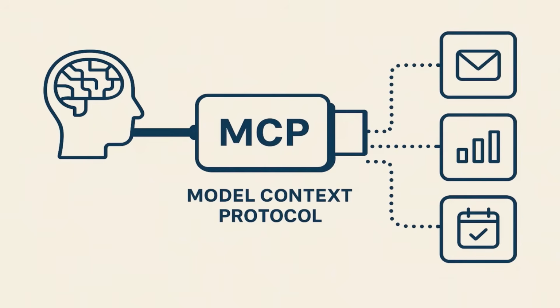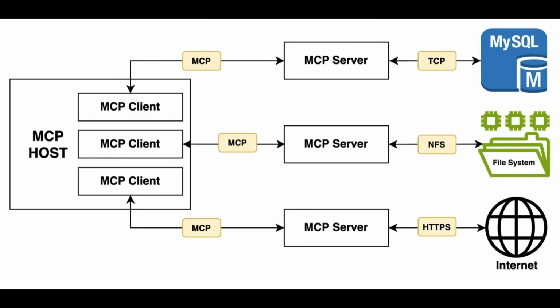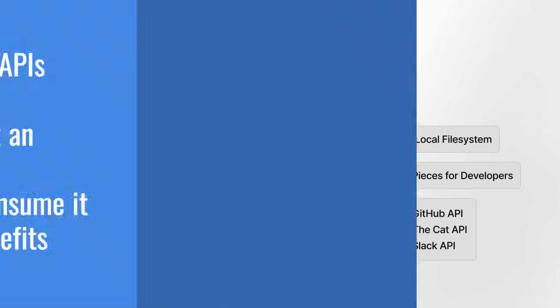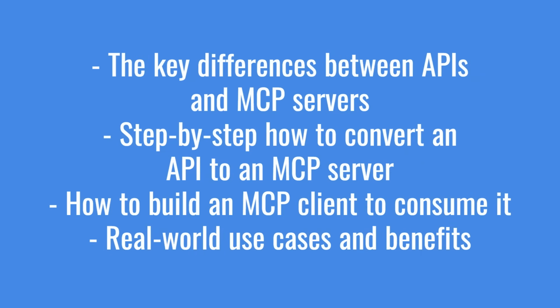In this video, we're going to understand exactly what MCP is, why it's different from regular APIs, and most importantly, we'll walk through a live demo where we take a real API and convert it into an MCP server, then consume it using an MCP client. By the end of this video, you'll understand what MCP is and why it matters, the key differences between APIs and MCP servers, step-by-step how to convert an API to an MCP server, how to build an MCP client to consume it, real-world use cases and benefits.